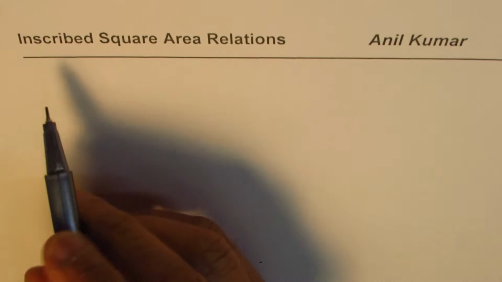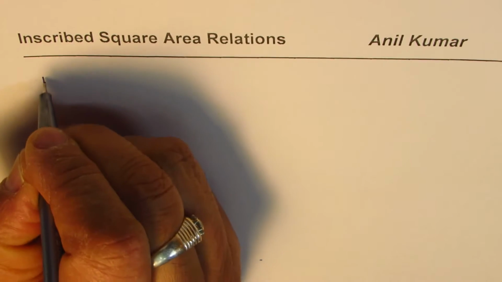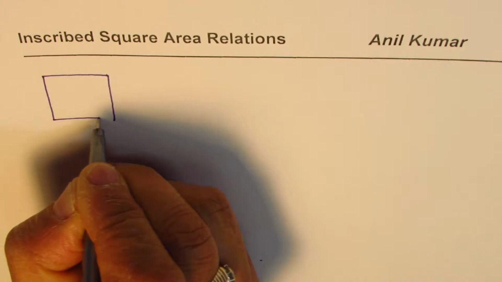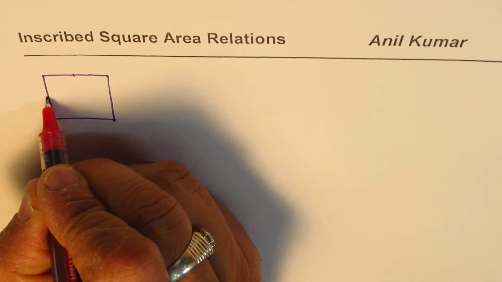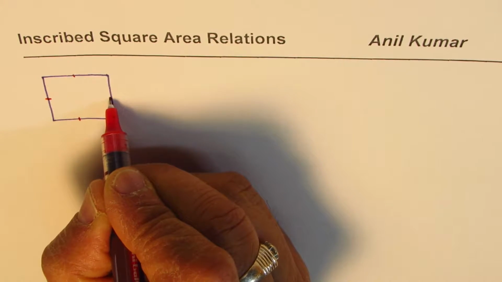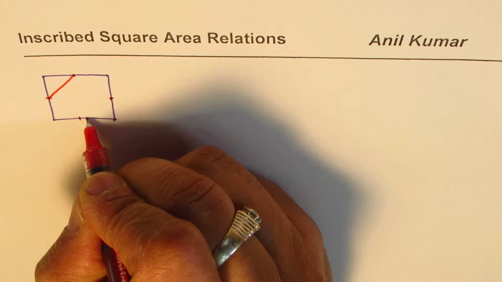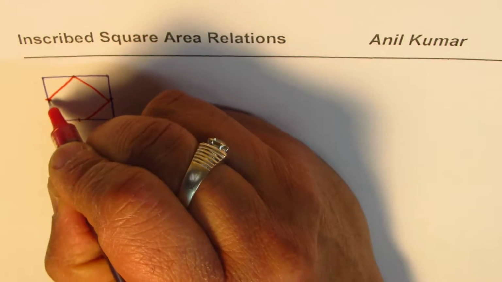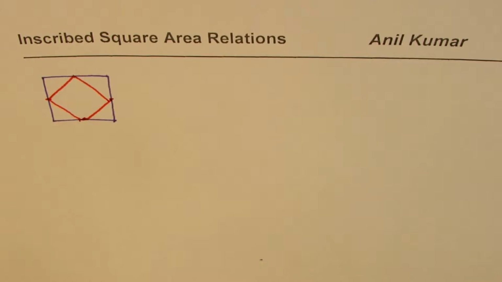Now we'll talk about inscribed square area relations. Let me make one here. Let's make a square here. So let's say this is the square. And let us say within this square we have another square, right? So what I will do here is we'll make another square within this square. By joining these midpoints, I'll get a square within this square. This is not a very good diagram, but it helps us to understand. You can make a better diagram. So that is a square within a square.